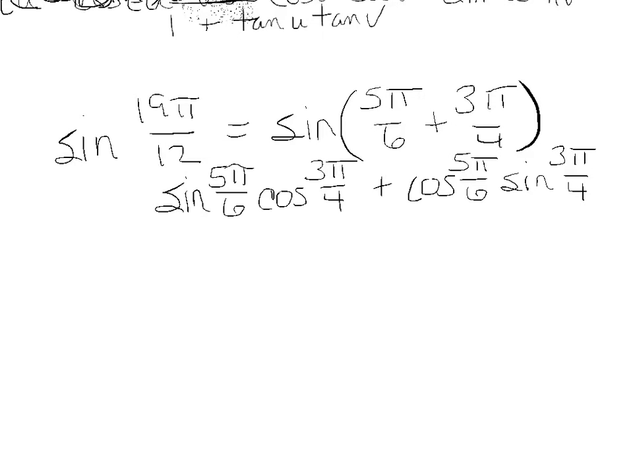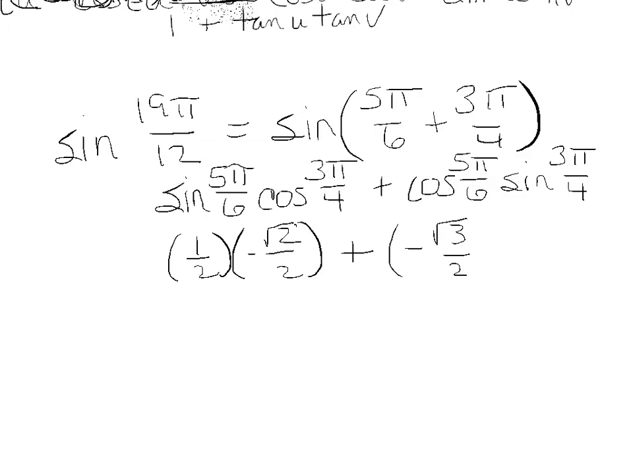Okay. So the sine of 5 pi over 6 is 1/2. And the cosine is? Okay. The cosine of 5 pi over 6 is... Wait, did I do... Oh, I did that wrong. That's right. Let me erase that. Square root of 2 over 2. Thank you for catching that. Okay, the cosine of 5 pi over 6. And the sine of 3 pi over 4.